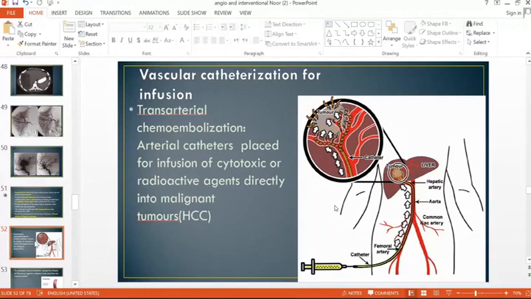on the tumor. So you see here the catheter is introduced in the closest vessel that is possible, nearer to the tumor, and the cytotoxic material, mostly chemotherapeutic agent, is injected to reduce the size and the viability of the tumor.